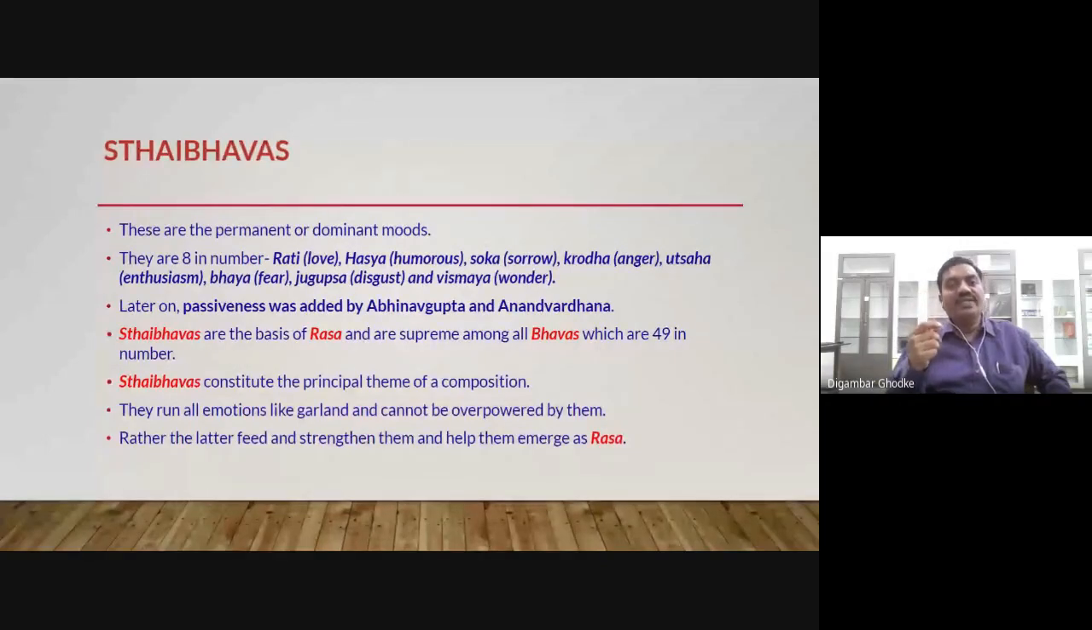And there are certain other bhavas added to this list of eight bhavas. Passiveness was added by Abhinavagupta and Anandavardhana. So Bharata Muni had talked about these eight bhavas, and passiveness was one more bhava added by Abhinavagupta and Anandavardhana. Niskriyata, we can call it. Passiveness means we don't respond to anything, we remain passive. And these sthai bhavas are the basis of rasa and are supreme among all bhavas.